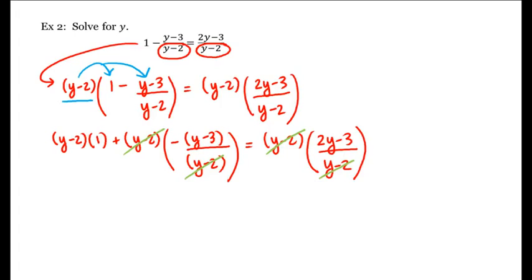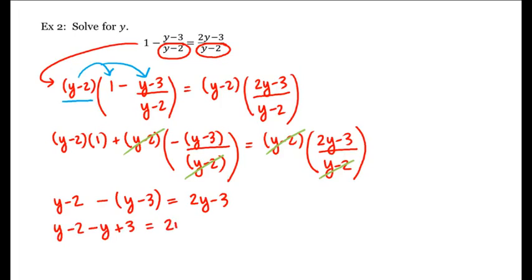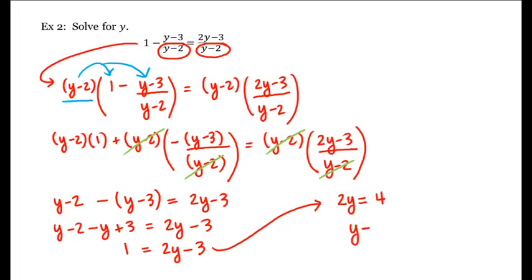Which leaves us with (y - 2) times 1, which is y - 2. And then we have minus this whole quantity, (y - 3), is equal to 2y - 3. And distributing our negative gives us y - 2 - y + 3 is equal to 2y - 3. And combining like terms on the left, we have y - y is 0, and -2 + 3 is 1. So we have 1 is equal to 2y - 3, or adding 3 to both sides, we get 2y is equal to 1 plus 3, or 4, which means y is equal to 2.